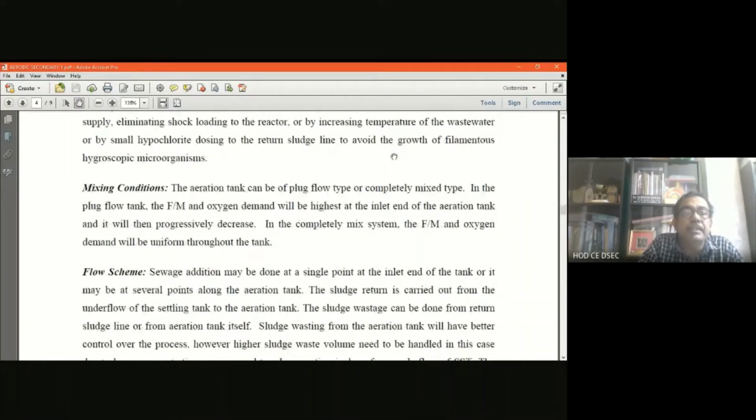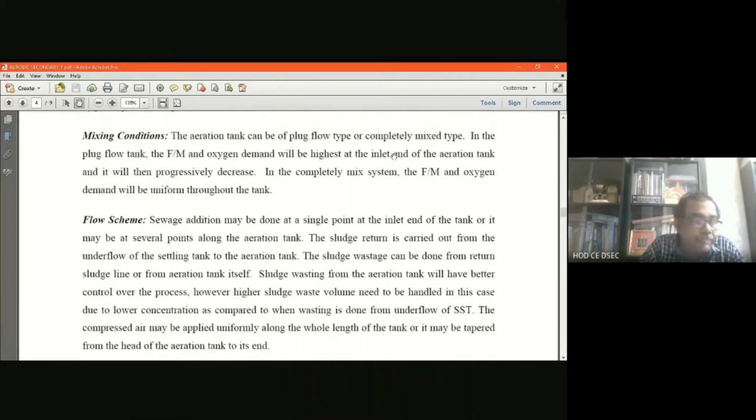Now, the mixing conditions. As I have told you, in the aeration tank we are following two mixing conditions. One is the plug flow type, another is the completely mixed type. Now, in the plug flow type, the F by M and the oxygen demand will be highest at the inlet of the aeration tank, and will then progressively decrease throughout the length of the tank. But in the completely mixed system, we have seen the F by M, that is the organic loading rate, and the oxygen demand will be uniform throughout the tank.